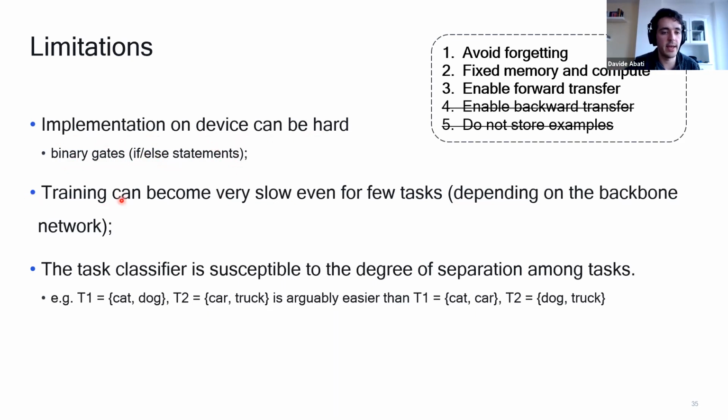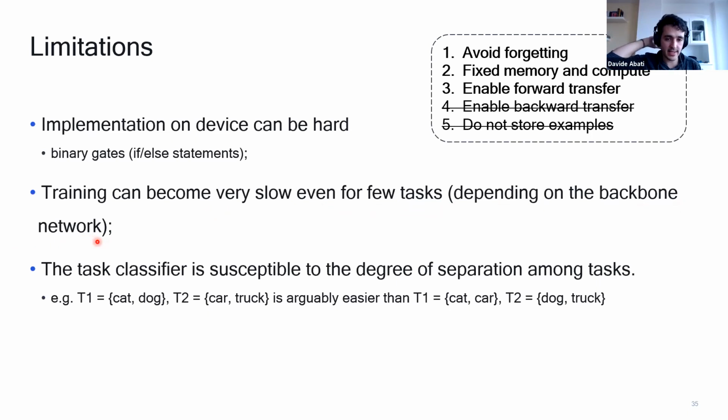And as a consequence of that, training becomes, again, as for other replay methods, slow, even if you have few tasks. And this depends on the backbone that you have. But for ResNet 18, which is our biggest backbone, but it's also a quite small network, I would say, it becomes quite slow. And the last one, it's not really a limitation, it's more of a trait.